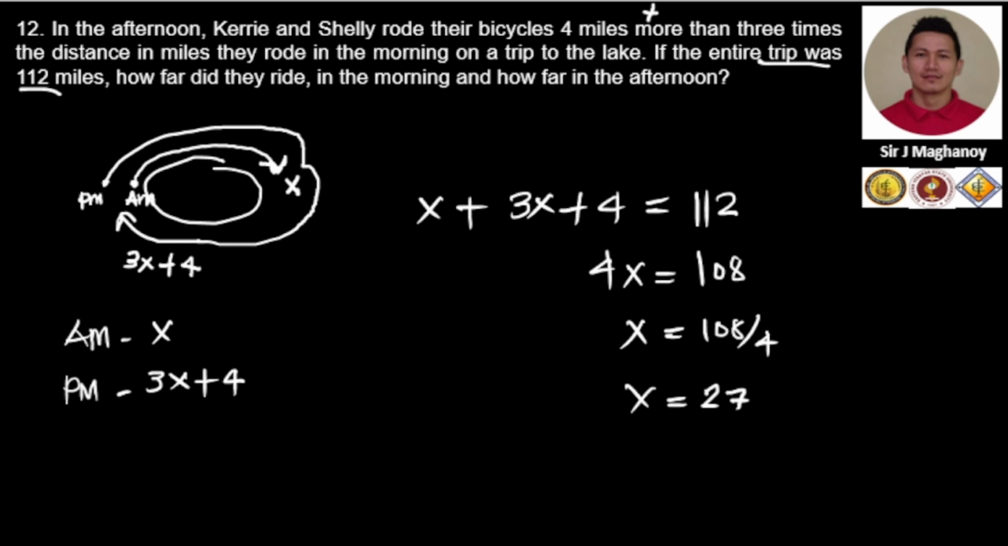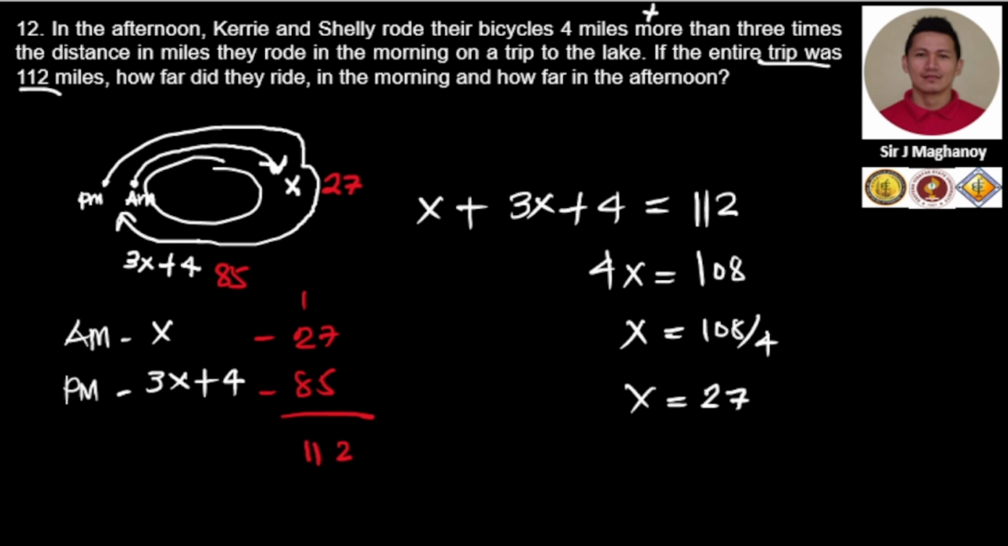They travel 27 miles. How about in the afternoon? That is 27 times 3 plus 4 miles. They traveled 85 miles. So 85 miles in the afternoon. If we sum 27 and 85 miles, that will be 112.